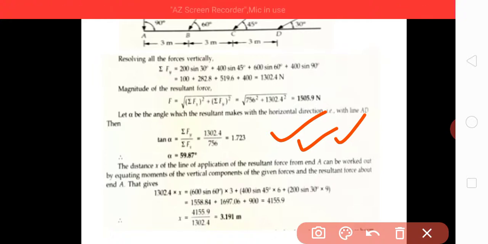Now the important problem, which we have not yet calculated, is the distance of the point of application from the reference point A. Here we are going to make use of the principle of moment, as I have told you earlier.